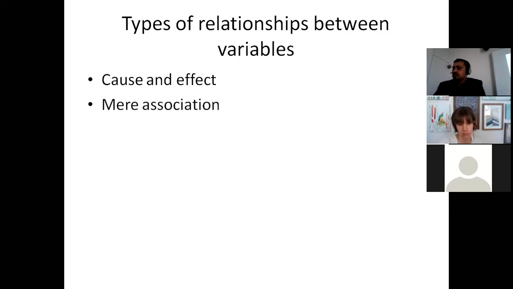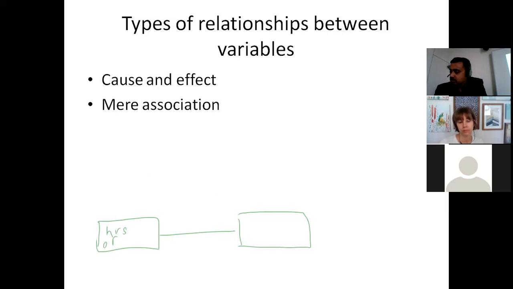Sometimes you have variables X and Y, but the relationship between them is mere association. Let's pick up an example. Hours of study, marks on exam. I know we have presented this as an example of cause and effect, but it doesn't have to be. And I think some of you have pointed out earlier that they could merely be associated. Why may it not be cause and effect?